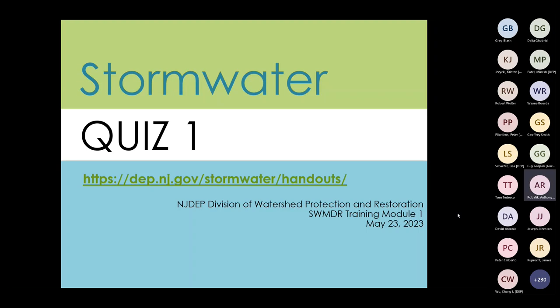This will be quiz one, and there will be a quiz administered at the end of each module. And since the course is organized over four modules, we'll have a total of four quizzes. And all four quizzes must be completed by attendees who wish to receive either the CPC credits, if you're a PE, and we'll issue those for attending the course in whole, or a certificate of course completion.